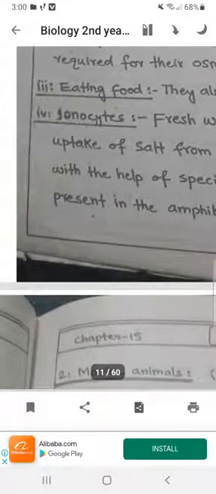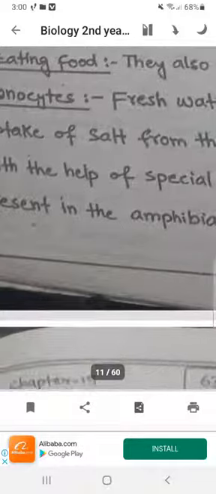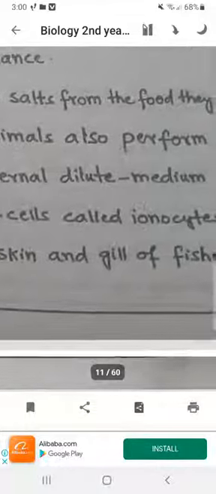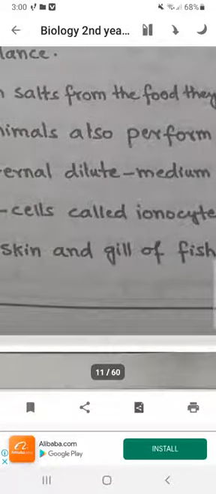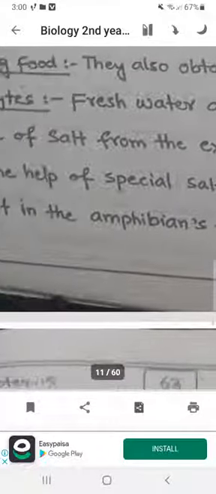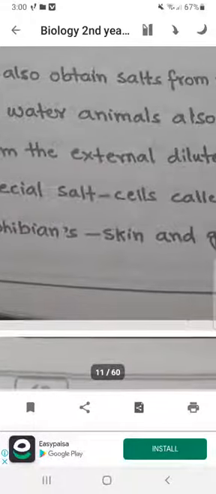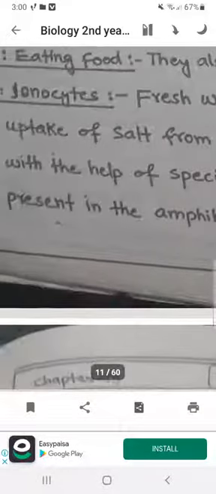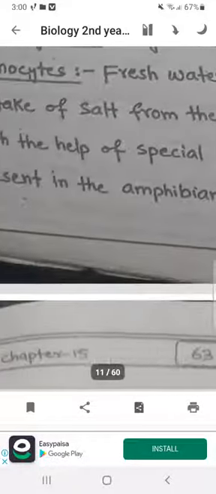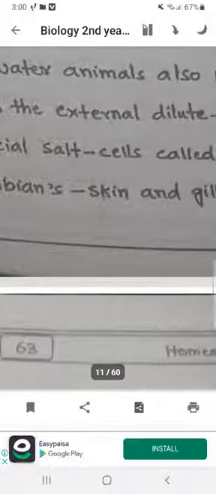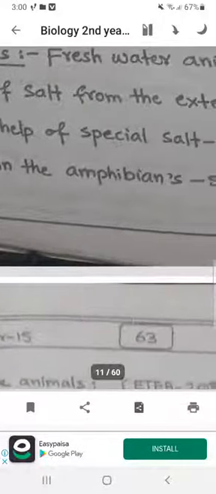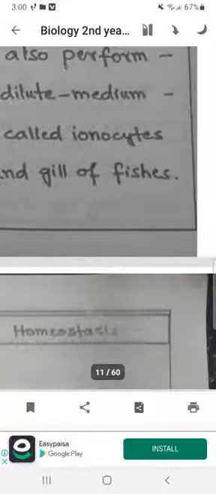Number four, ionocytes. Freshwater animals also perform uptake of salt from the external dilute medium with the help of special salt cells called ionocytes present in the amphibian skin and gill of fish.